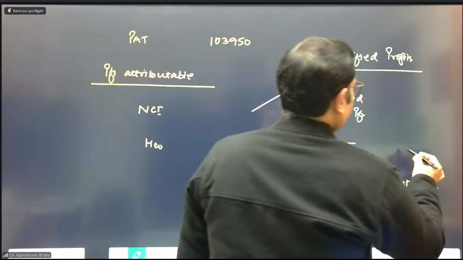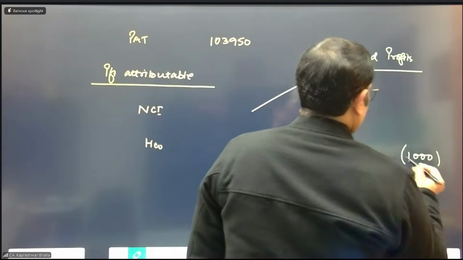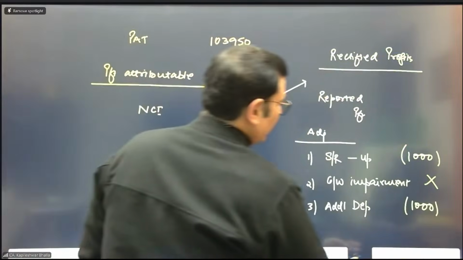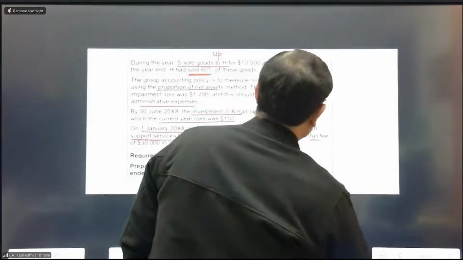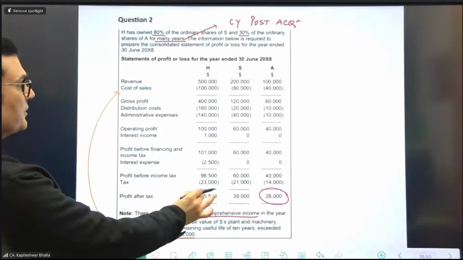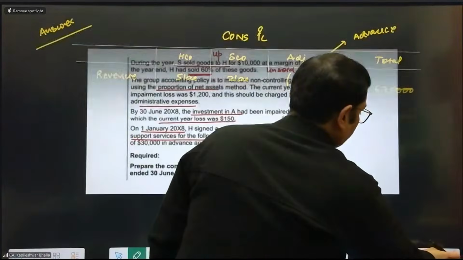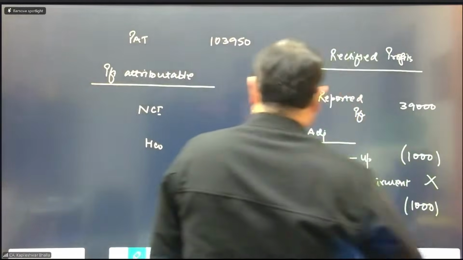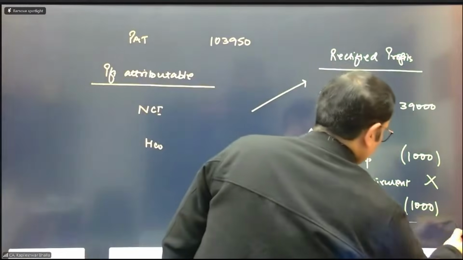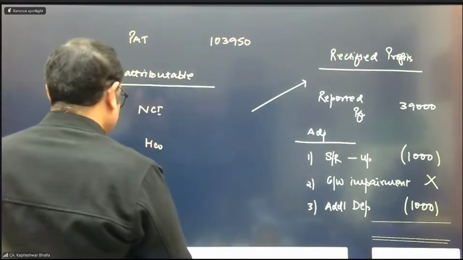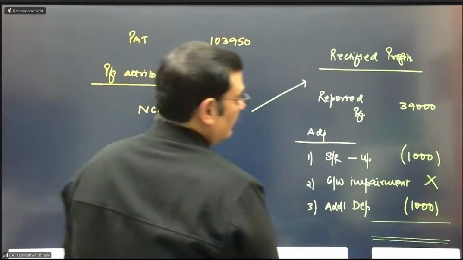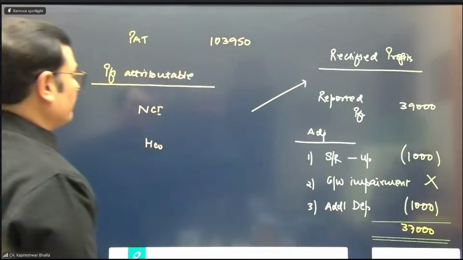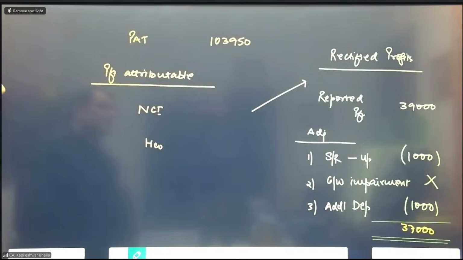Stock reserve was upstream, I think it was 1,000. Additional depreciation was 1,000. And I think we can just go back to the reported earnings. The reported earnings of the subsidiary is 39,000. So we take care of this reported earnings 39, and we will be able to get the rectified earnings as well. So this is going to be 37,000.